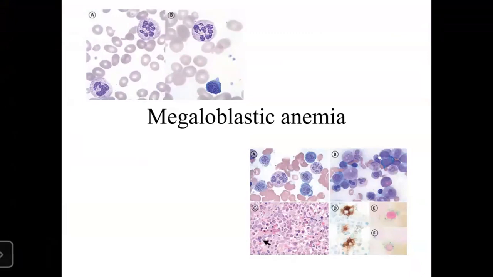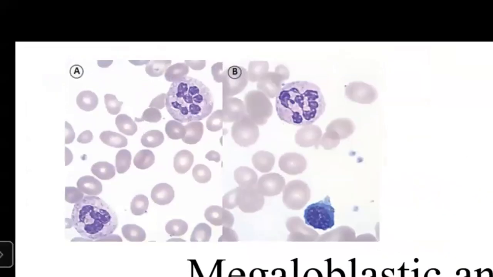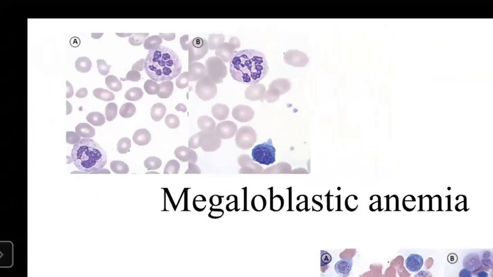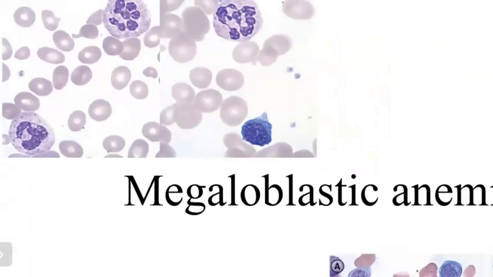So 96 on the body. Okay, so you can see it is in femtoliters. So if the MCV is more than 100, we say megaloblastic anemia. In megaloblastic anemia you can see the neutrophils are multilobulated, with more than 5 segments. In the other cell you can see the nucleus is more than the cytoplasm.